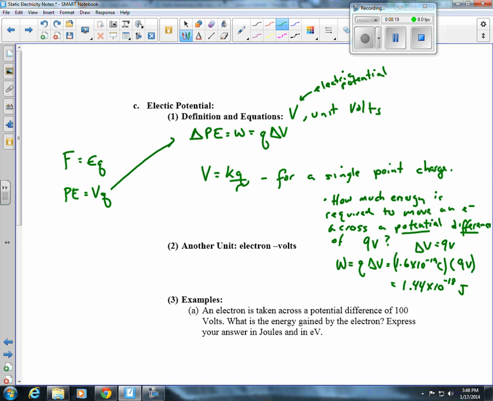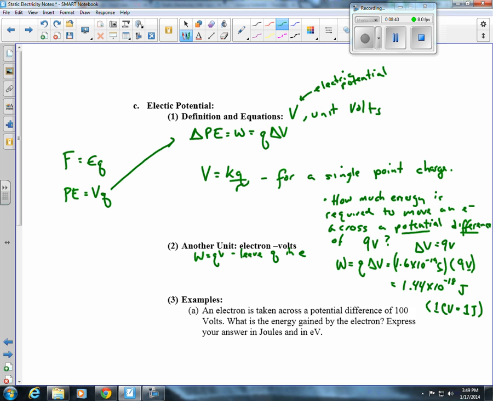Now, you'll notice I multiplied coulombs times volts. So I'm going to make a note over here that 1 coulomb volt is equal to 1 joule. A joule can be defined as a coulomb volt. The reason I'm making a point of that is there's another unit, the electron volt. To get electron volts, you use the same equation, but you leave Q in e's.